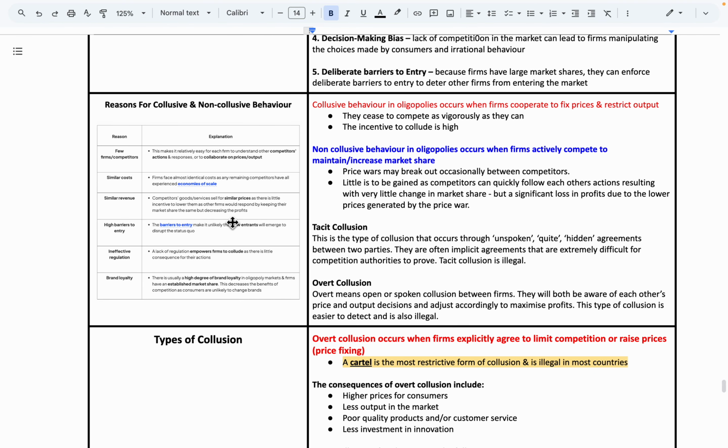Okay, now oligopolies sometimes can have collusive behavior or non-collusive behavior. So collusive behavior in oligopolies occurs when firms cooperate to fix prices and restrict output. So they're being nasty. So they cease to compete as vigorously as they can, and the incentive to collude is high. So non-collusive behavior in oligopolies occurs when firms actively compete to maintain or increase market share. So they can do this through like price wars, but then little is gained. Like you end up making a loss if you generate a price war.